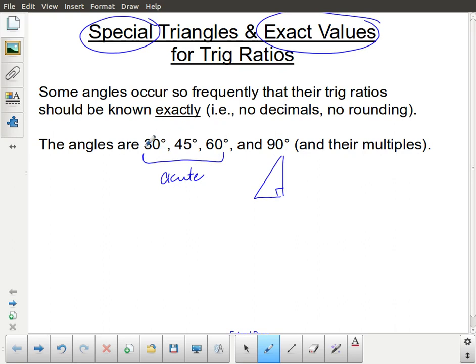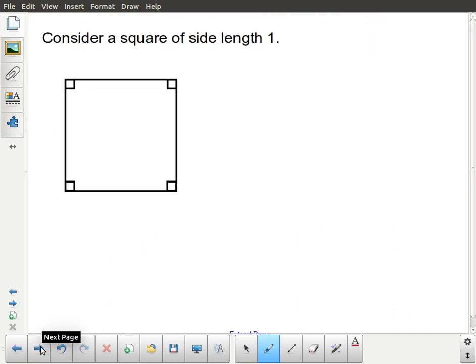And for 30 degrees, 45 degrees, and 60 degrees, we're also going to be interested in those particular angles in the different quadrants, which I hope to illustrate to you as I work through this lesson. So the way that we're going to start is we're going to start off with a square of side length 1. Okay, so a square, it has 90 degrees in each corner, and I'm sure I don't need to write that part. And each of the sides is length 1. Now I've chosen a length 1 for a very specific reason, which you'll see in a moment.